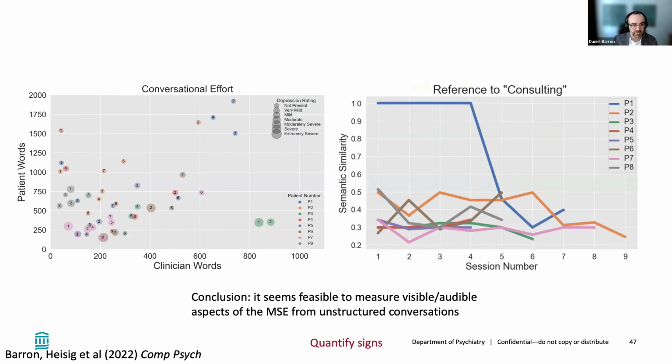Another data point that we thought was interesting was the level of conversational effort that a clinician had to put into getting information out of the patient, right? So you can imagine a patient who might be manic. All you would have to do is ask them, hey, how's it going? And they would just be off to the races. Whereas a patient who's very depressed, you might have to really pull information out of them. So the number of words you might have to expend in order to get information would increase.